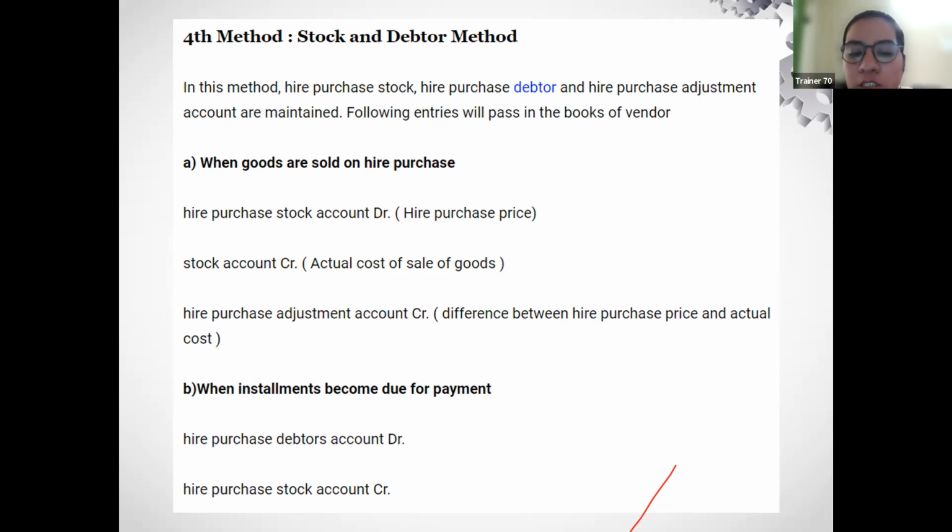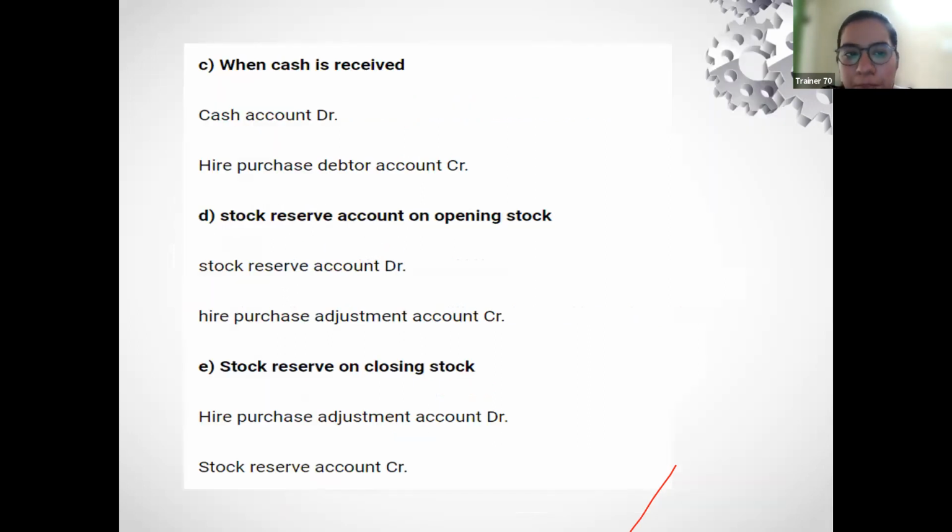When an installment becomes due for payment, hire purchase debtors account is debited to hire purchase stock account. So instead of crediting the hire purchase account as in the normal scenario, you are crediting the hire purchase stock account. The names are changing; the treatment remains the same. Next, when cash is received, cash account is debited to hire purchase debtor account.